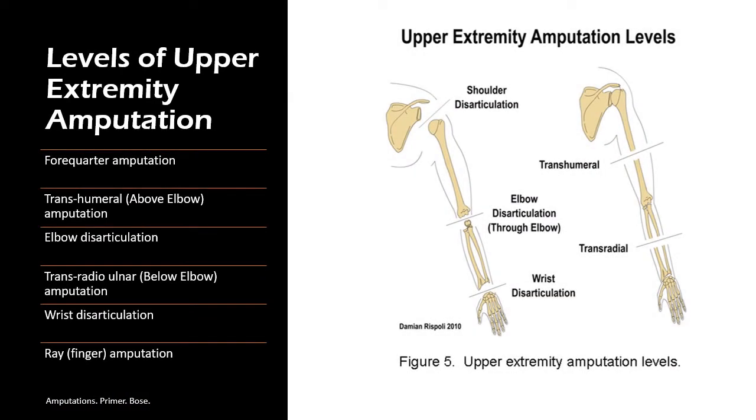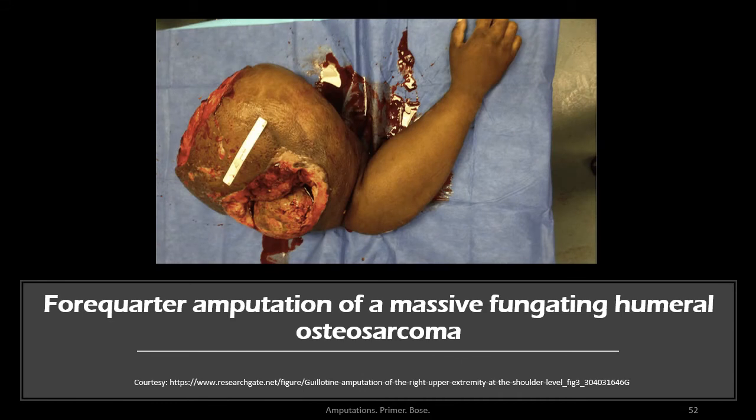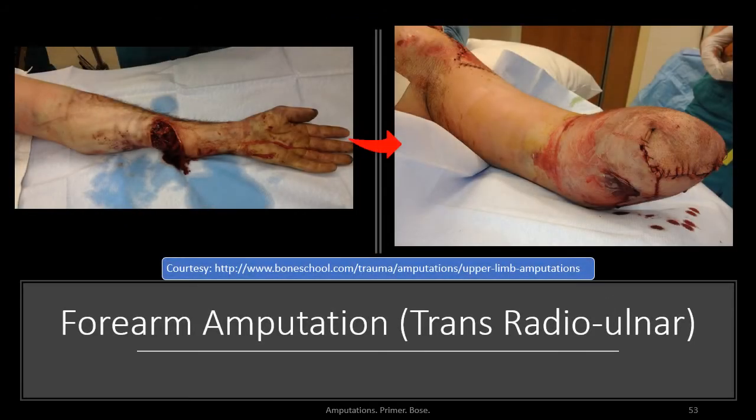Here are the levels of upper extremity amputations, and they are self-explanatory. Removal of the entire arm along with the shoulder girdle is called four-quarter amputation. The image here describes a four-quarter amputation from a massive, life-threatening, fungating cancer of the humerus. This image here shows a forearm amputation, the cause and the end result.